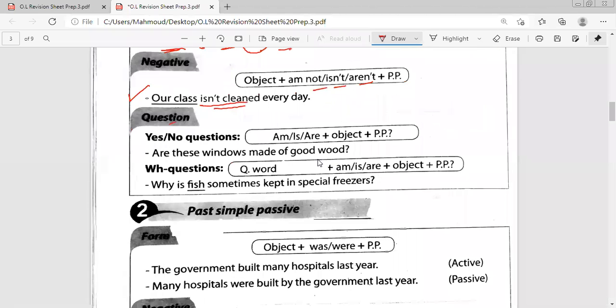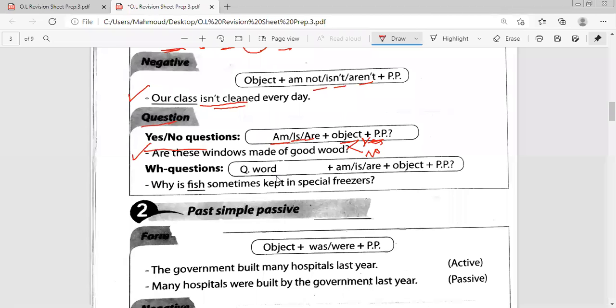What about the question? For the question you can use here am or is or are, and then the object and then past participle. Yes or no question. Like this example, are these ones made of good wood? You can start your answer by using yes or no. Yes, they are, or no, they aren't.